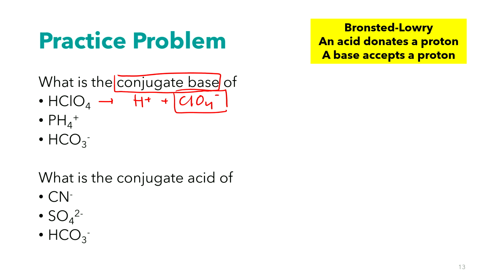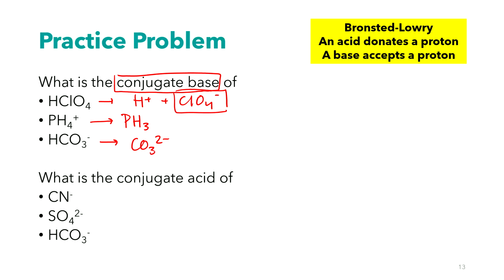PH4 plus is going to act as an acid in this question. So I'm looking for the removal of a proton. PH3 would be its conjugate base. And then HCO3 minus would go to CO3 2 minus. Okay? And then down here, what is the conjugate acid?